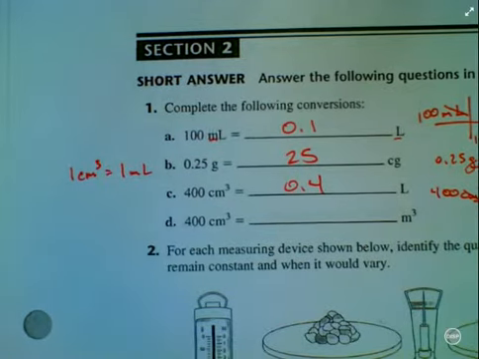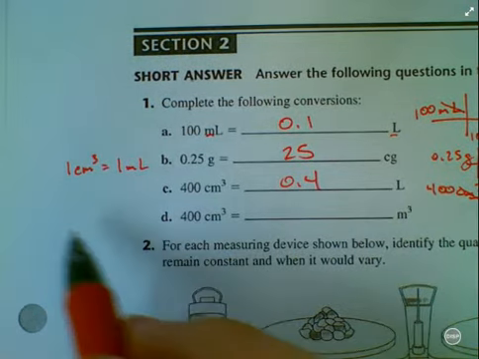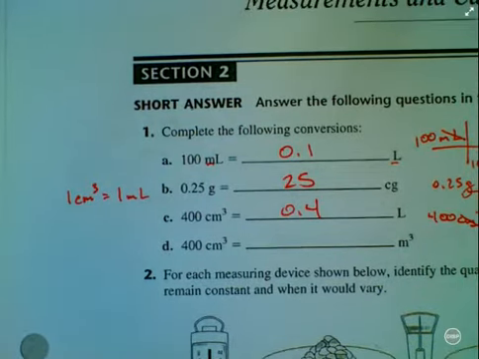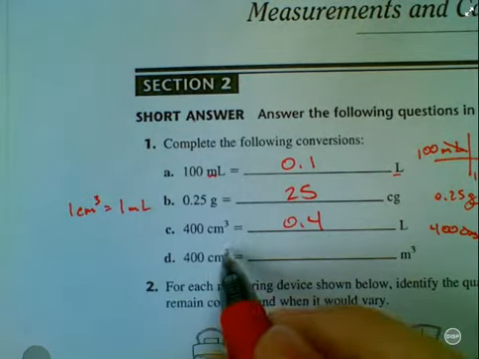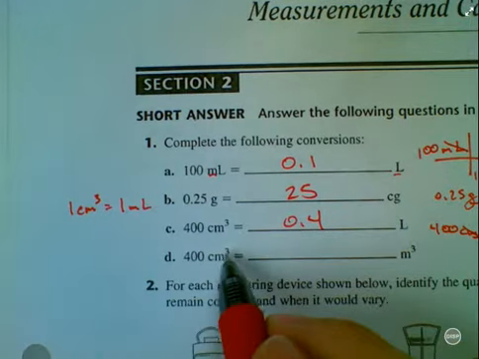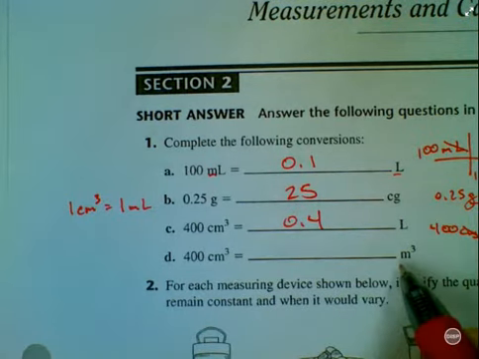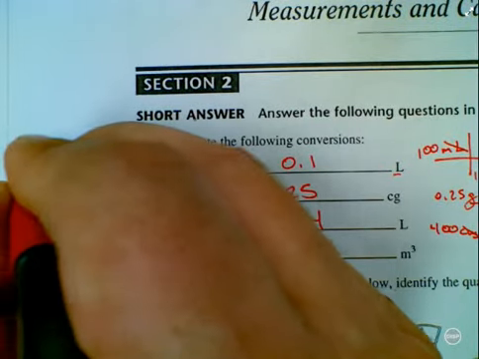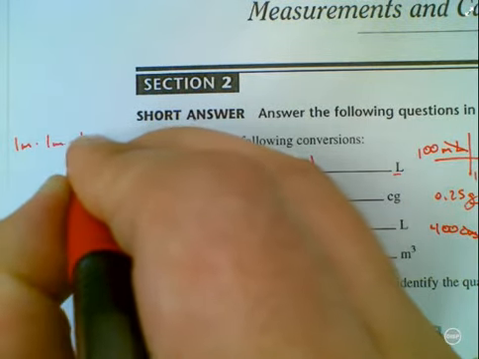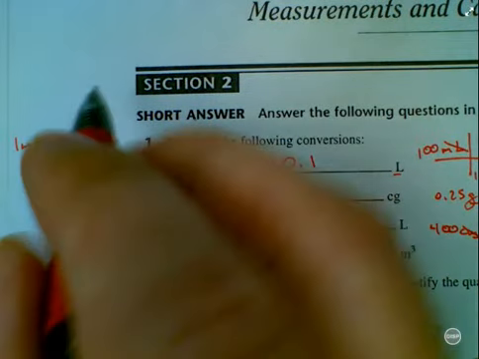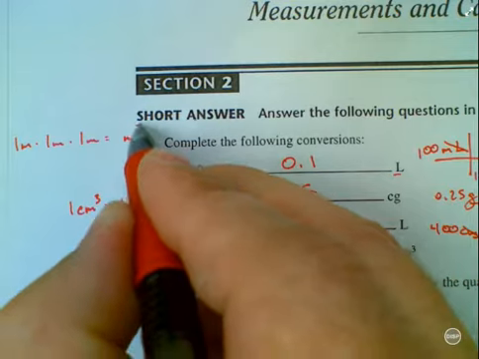Now, D is the trickiest of them all. So I'm actually going to try to do this over here on the left so we have a little bit more room. The thing that's important to realize is this is not converting centimeters to meters. It is converting cubic centimeters to cubic meters. And that means we're taking 1 meter and multiplying it by itself 3 times. Okay? That's how you get meters cubed.